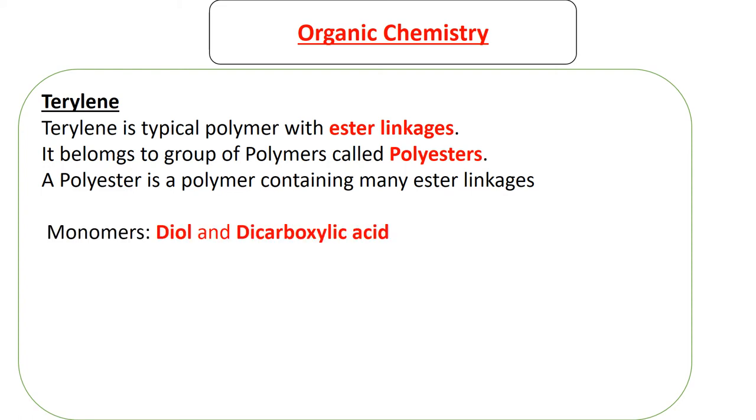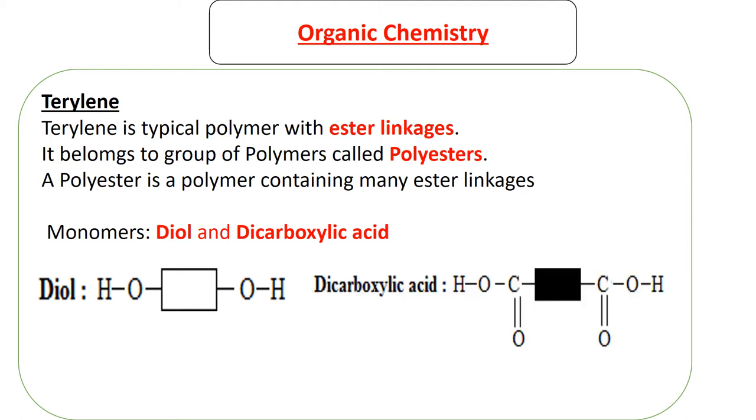The monomers for polyester are a diol and a dicarboxylic acid. This is the structure of the diol, and this is for the dicarboxylic acid. When these combine, they form an ester linkage. As you can see, the diol loses the hydrogen atom, and the acid loses the HO. The HO and the hydrogen form water, while the carbon and the remaining oxygen combine to form the ester linkage.